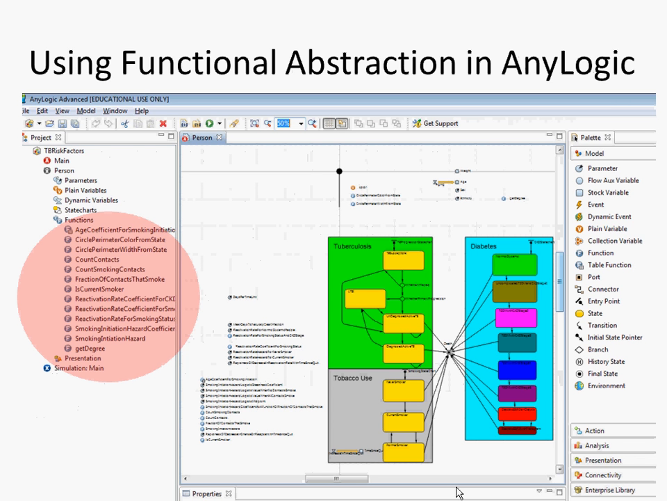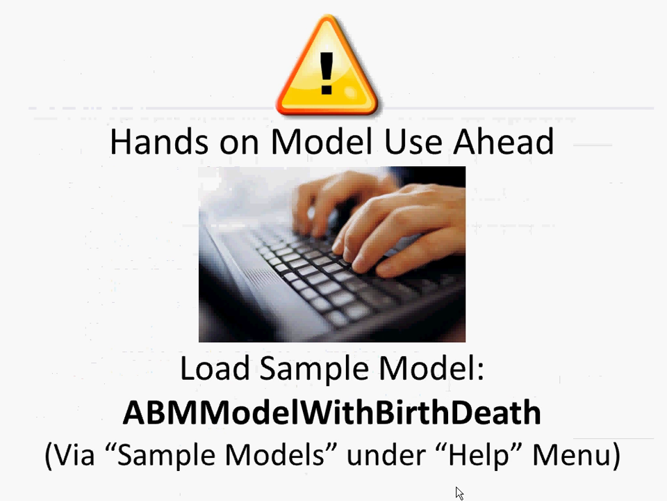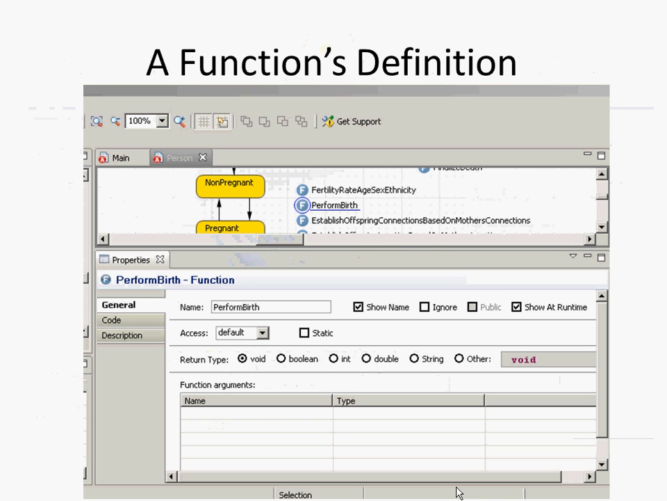Okay. So I'd like you to open up agent-based model with birth-death, which was sort of the prototype for that profile example we saw earlier. And I'd like to see ways in which these functional abstractions feed on each other. I should note that this particular model is using a naming convention that departs a little from Java's conventions. Normally in Java, methods are named with a lowercase first letter rather than an uppercase, so don't take this as representative.